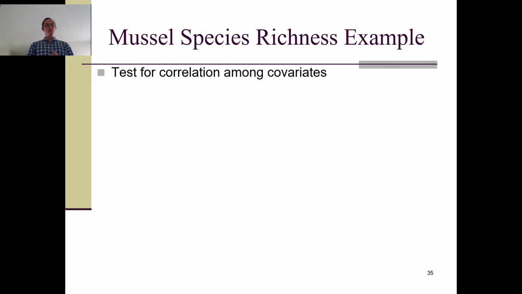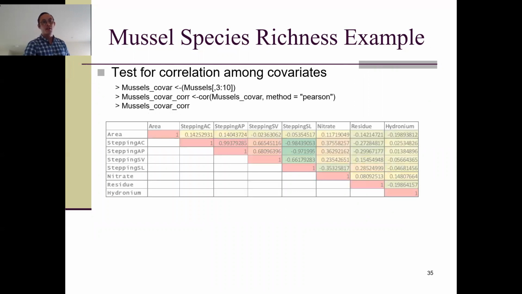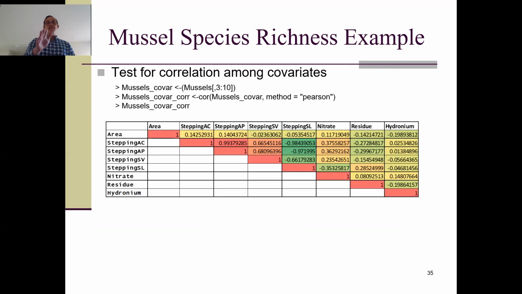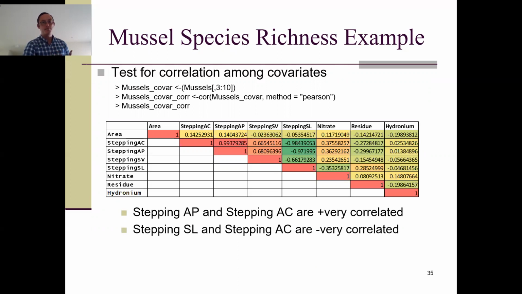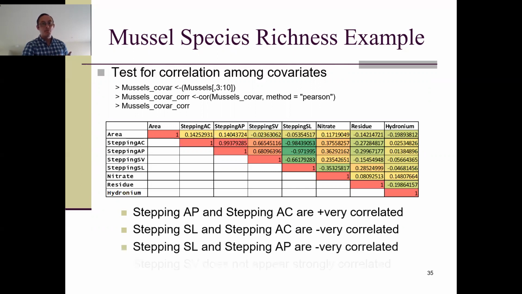So we're going to test correlation among all the covariates. And that's the code for how we would do it. And so what we're seeing down here is all the different correlations that could occur. And what this is suggesting is that some of these elements, for example, AP versus AC, are very, very correlated. And it's the same for SL and AC. This is a problem.